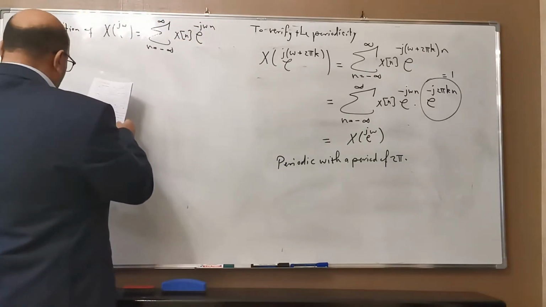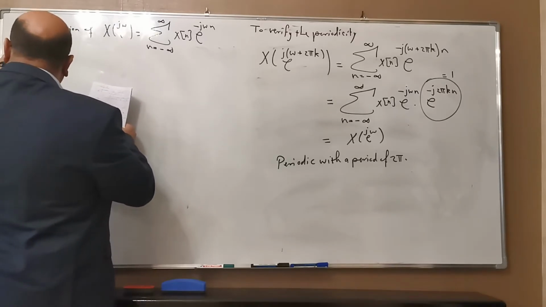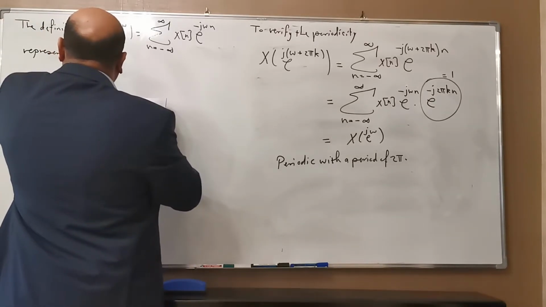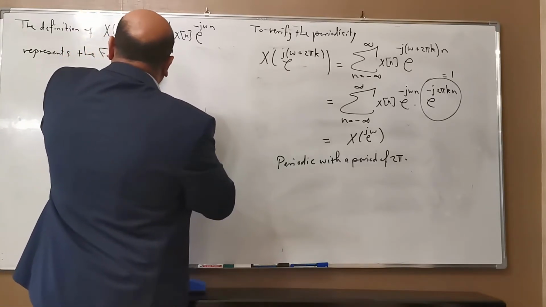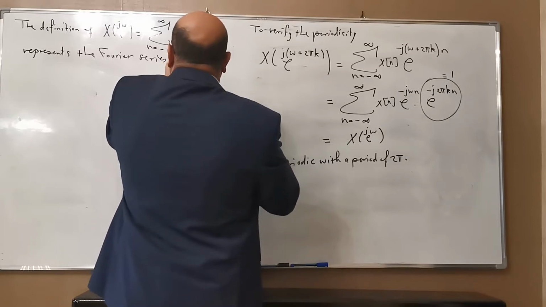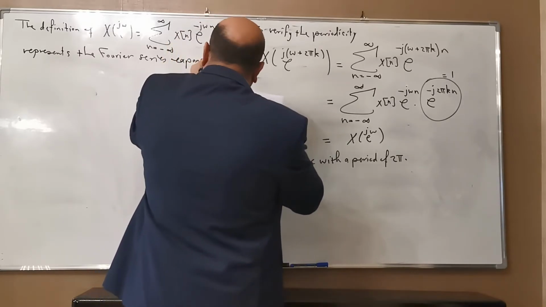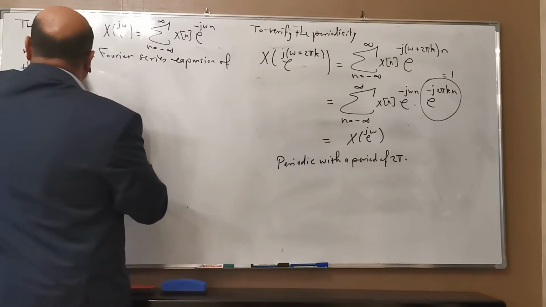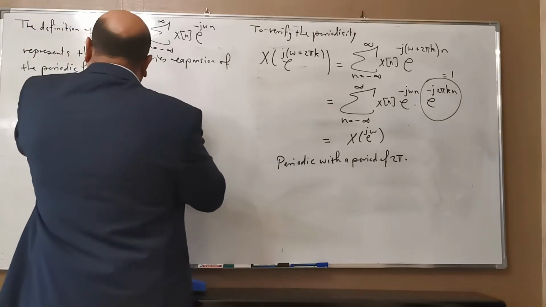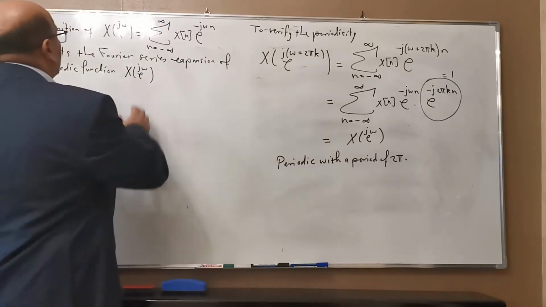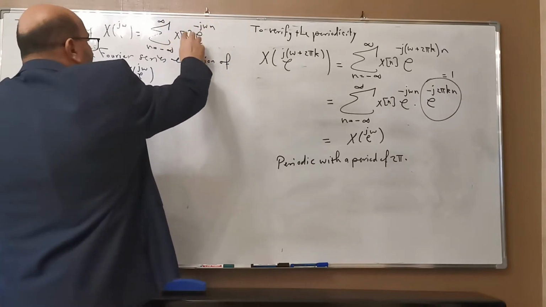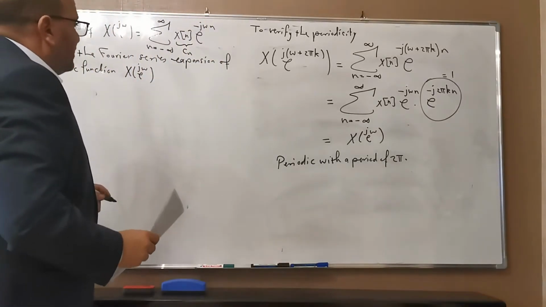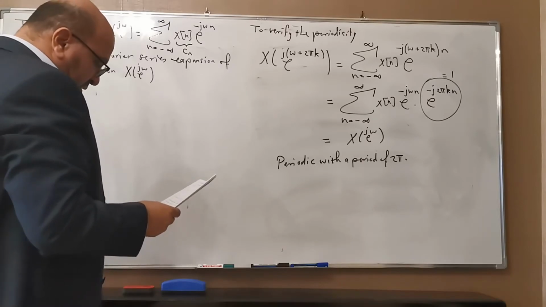So this function here represents the Fourier series expansion of the periodic function X(e^{jω}). So X(e^{jω}) has the Fourier series expansion of this, and these are the c_n's actually, and you can think of those as the c_n's in the continuous domain when we take it in signals and systems.